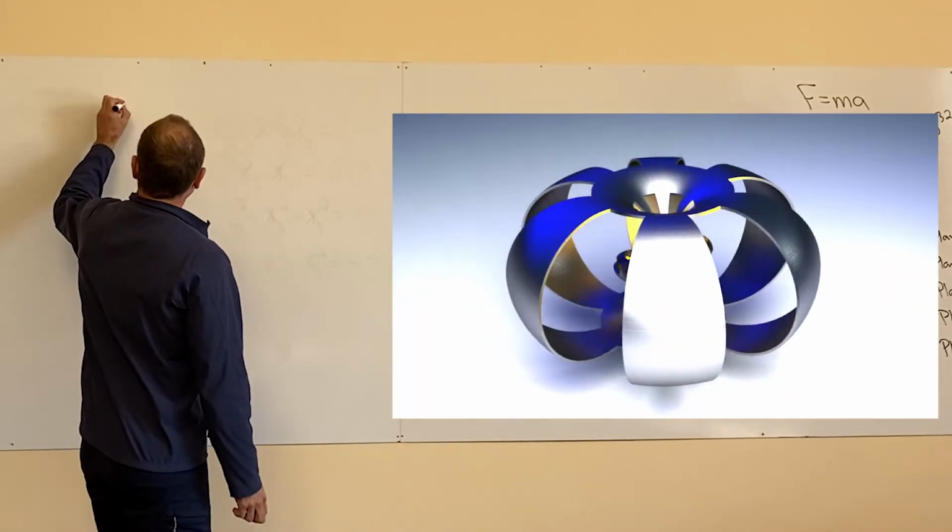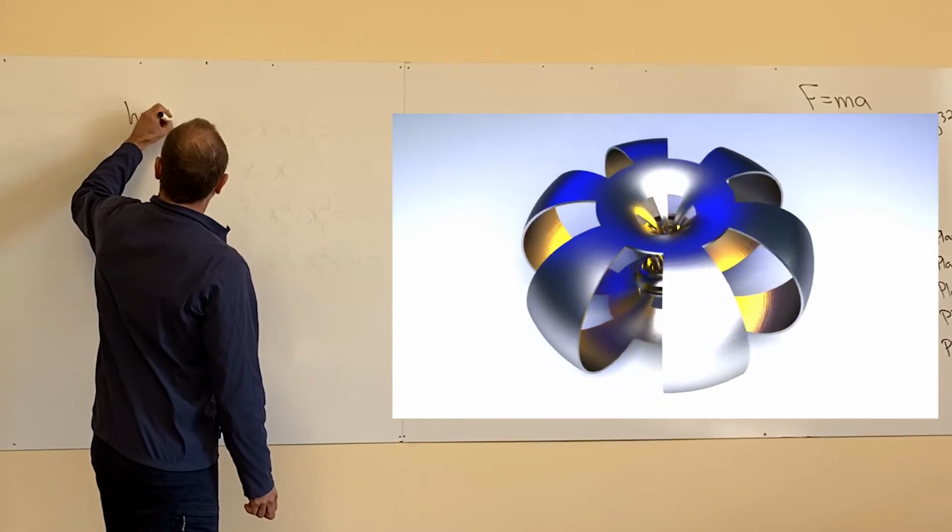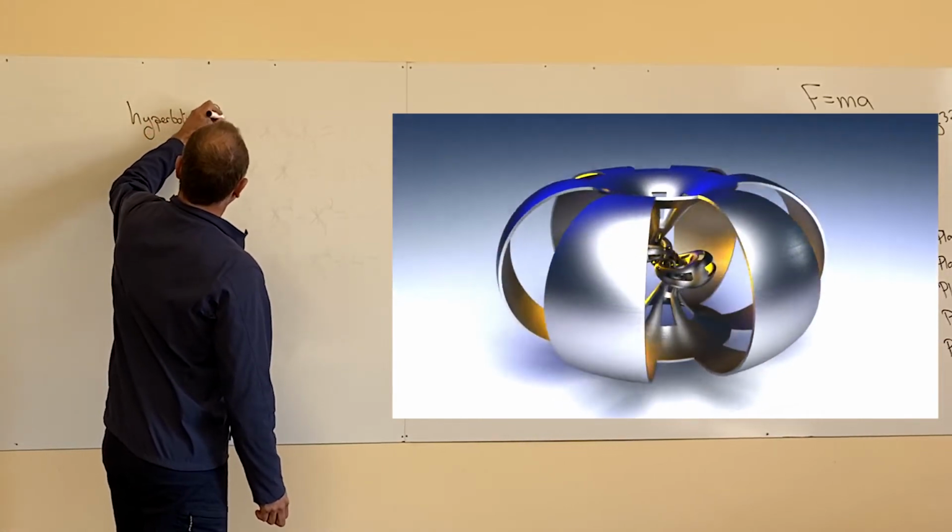So the simplest possible double covered 3-manifold is called the hyperbolic figure 8 knot.